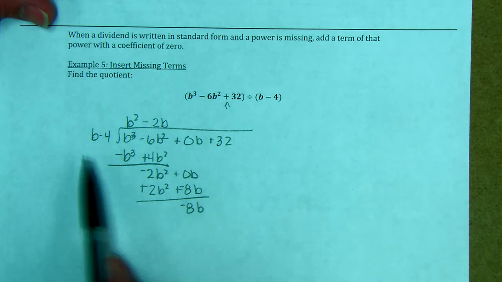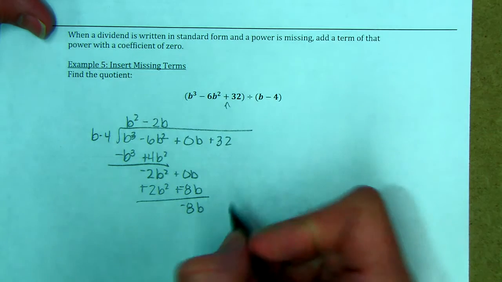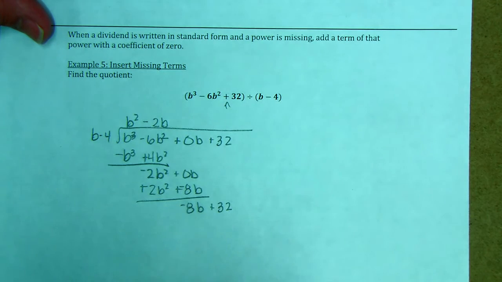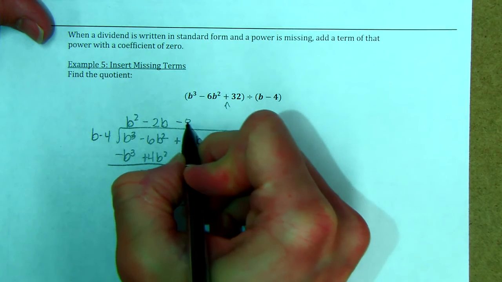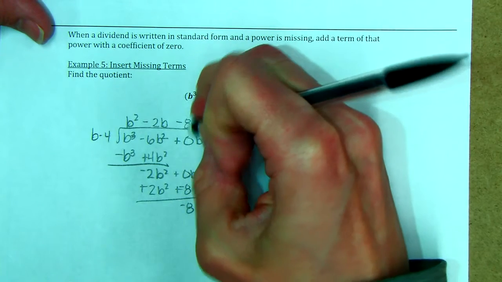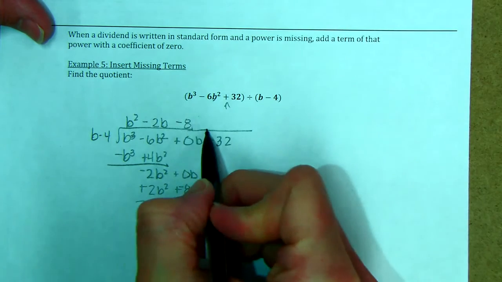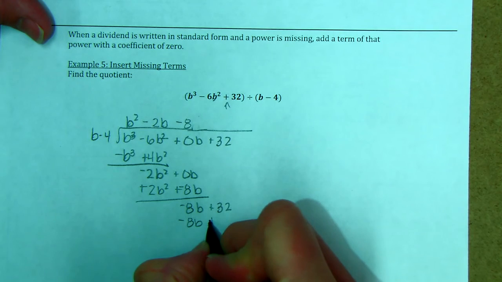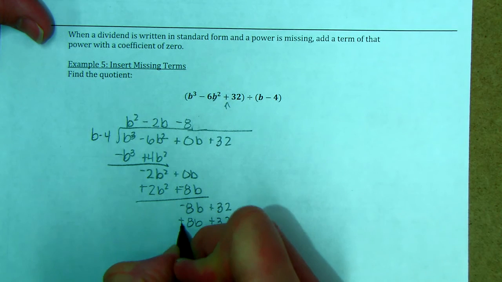And let's see, it's going to be negative 8. Goodness, I'm struggling today. Negative 8, so we got negative 8b and a positive 32, which is nice because when we change the sign, we will not have a remainder. And our answer is b squared minus 2b minus 8.